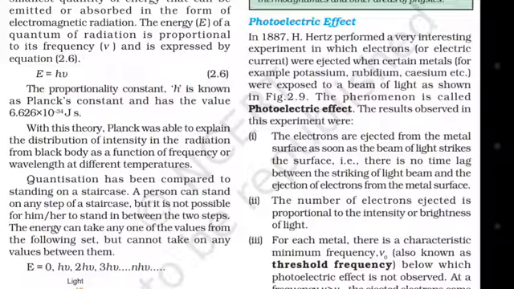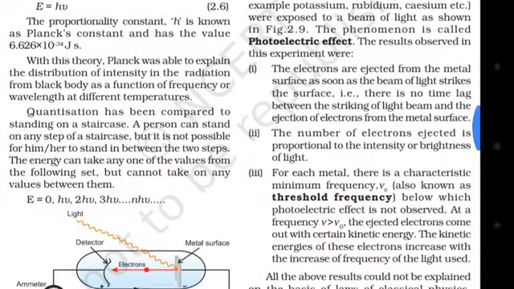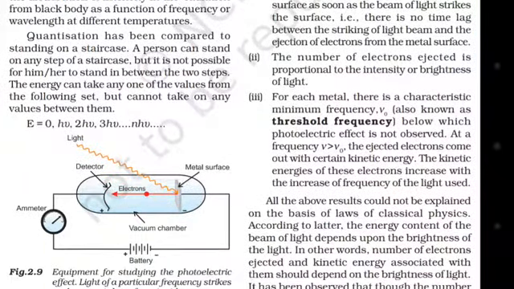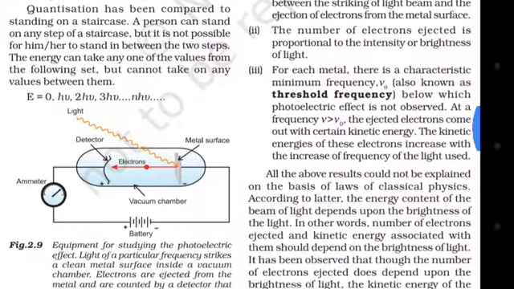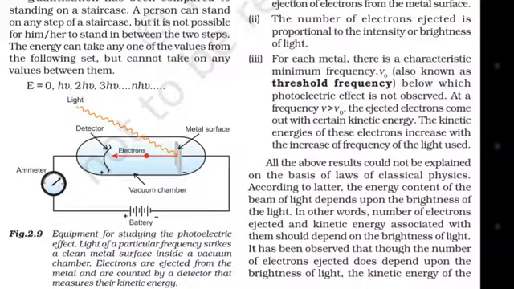Quantization has been compared to standing on a staircase. A person can stand only on any step of a staircase, but it is not possible for him to stand in between the two steps. This energy can take only the values from the following set but cannot take on any values between them: E = 0, h nu, 2 h nu, 3 h nu, ... n h nu. That means it cannot take 2.5 or 3.5 or something. It will take only whole numbers.